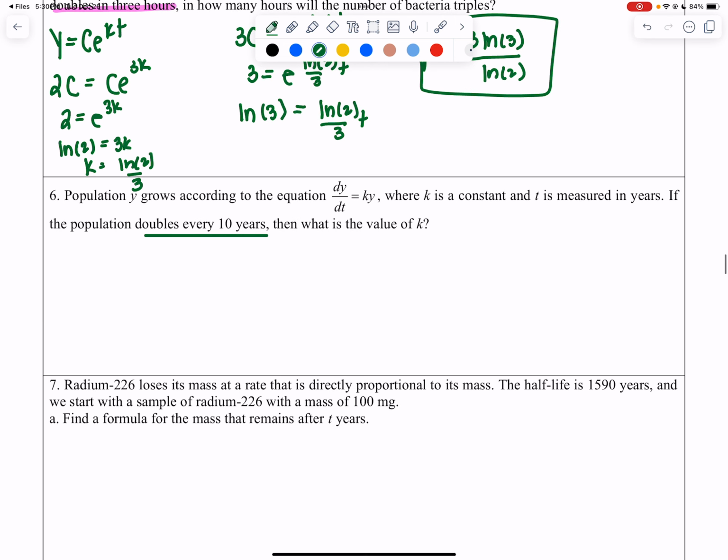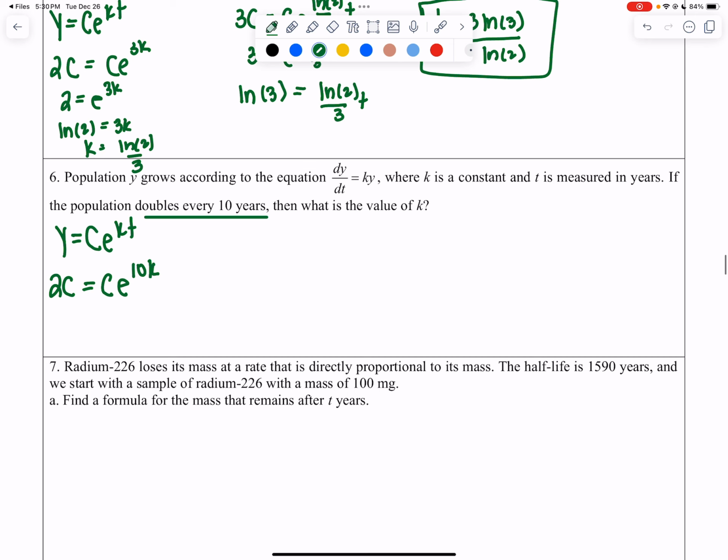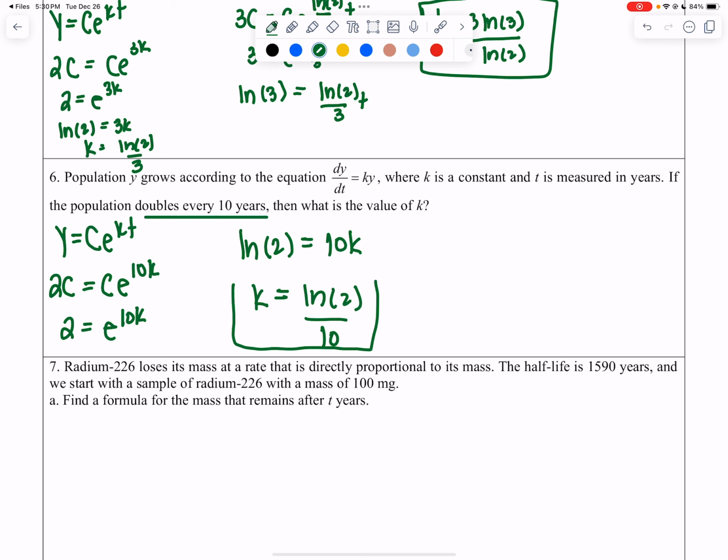So, remember that I have my original equation, y is equal to c e to the kt. And if it's doubling every 10 years, I have 2c is equal to c e to the 10k. I'm solving for k. So 2 is equal to e to the 10k. Take the ln of both sides. So that means that k is ln of 2 over 10.